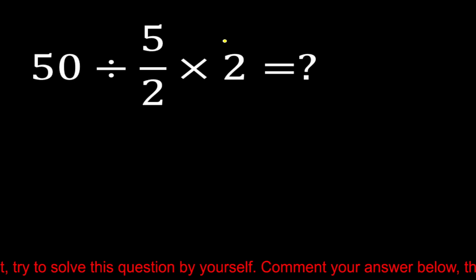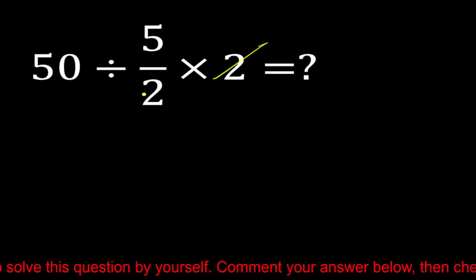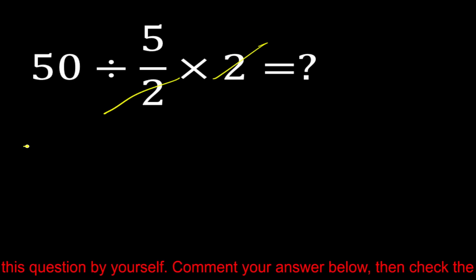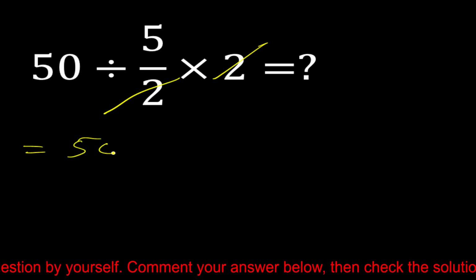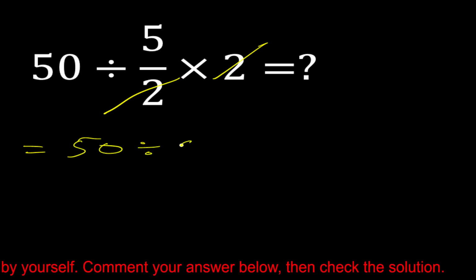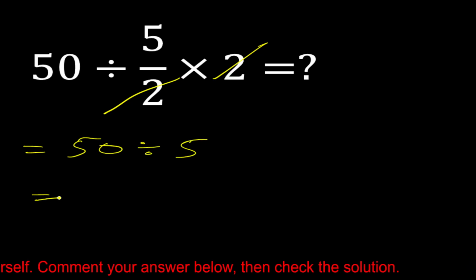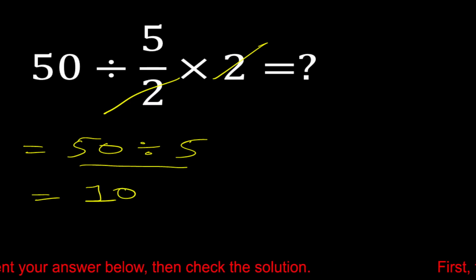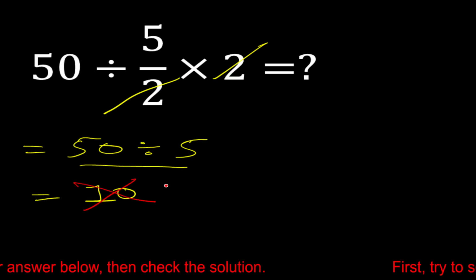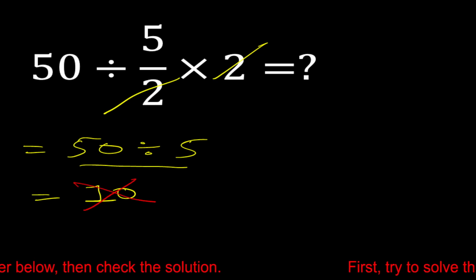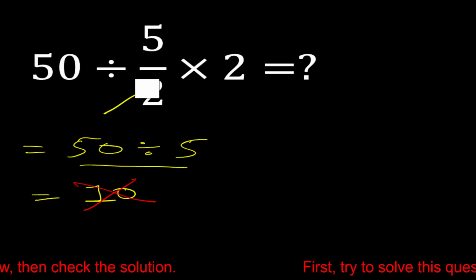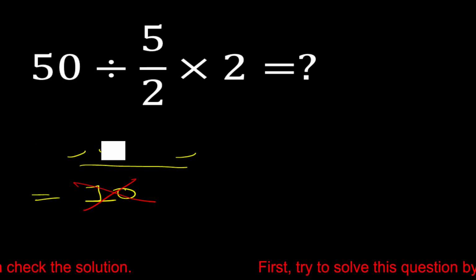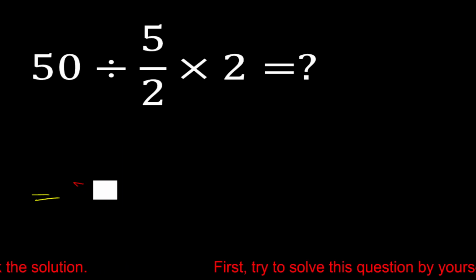So most people solve this question like cancel this 2 by using 2 is equal to 50 divided by 5. So now 50 divided by 5 is equal to 10. Okay, but this answer is not correct. This answer is completely wrong. So now let's solve this problem correctly by using the PEMDAS rule.